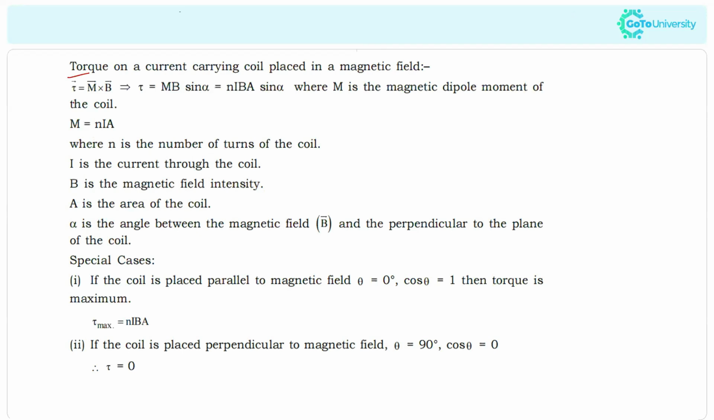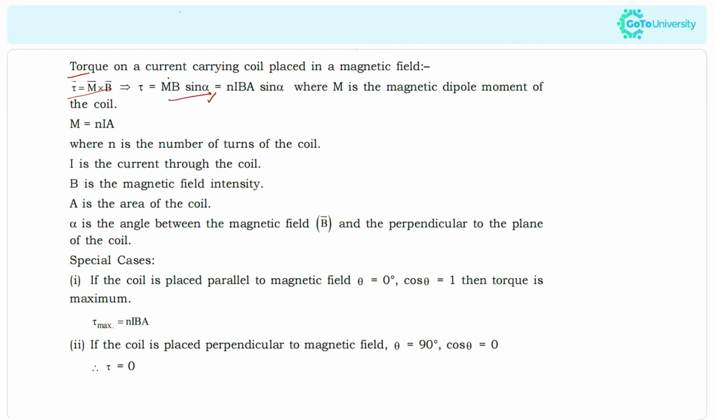So here it's known that the torque can be calculated using the formula τ = M × B, whereas M here is representing the magnetic dipole moment of a coil and B is representing the magnetic field. In terms of the cross product, we can write τ = MB sin α. Here α is representing the angle between the magnetic field and the perpendicular to the plane of the coil. As I said already, M here is representing the magnetic dipole moment and I is representing the value of current.